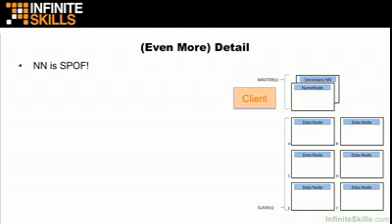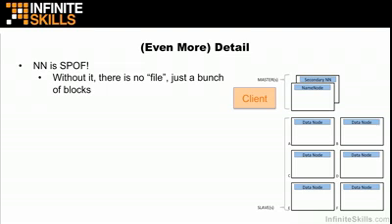Shining a little bit more detail on all this, we recognize that the name node is a single point of failure. Without it, again, there's no file. There's just a bunch of blocks. It's also important to reiterate that HDFS is a virtual file system. The directories that we store aren't actual directories on the data node or on the name node's disk. In HDFS, these directories are represented by an object inside of the name node's memory. That's the only place that these directories exist.